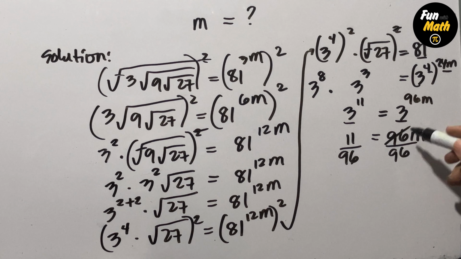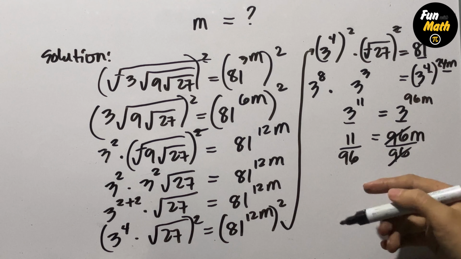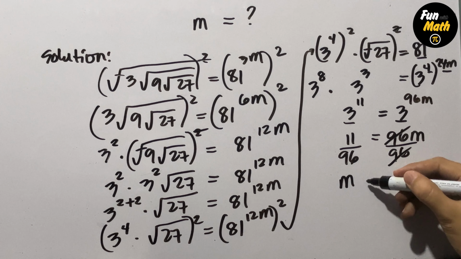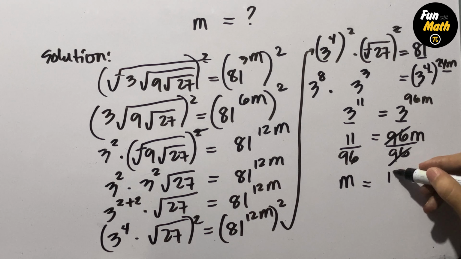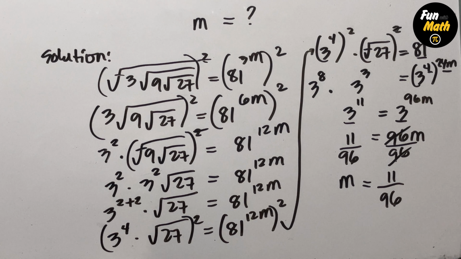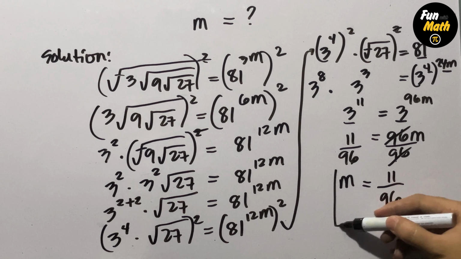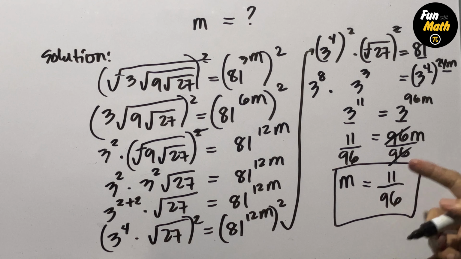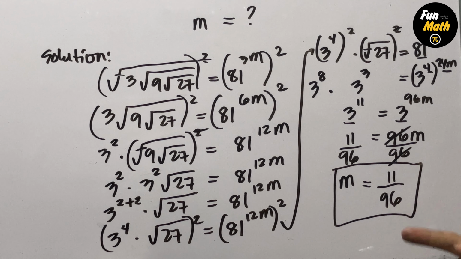So now this is cancelled, and we're left with, using the commutative property, let's write it here, m is equal to 11 over 96. And this is our final answer. Again, m is equal to 11 over 96.